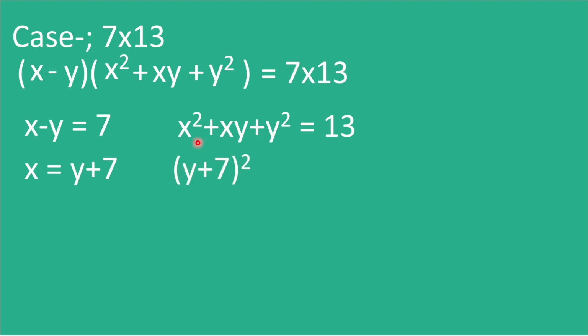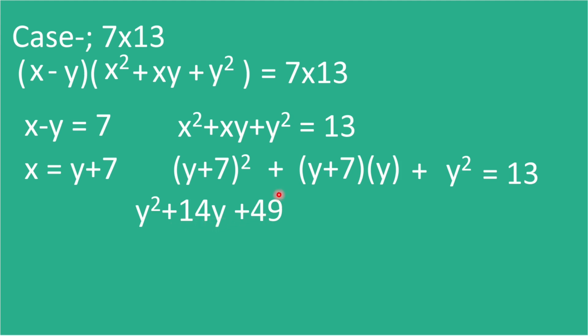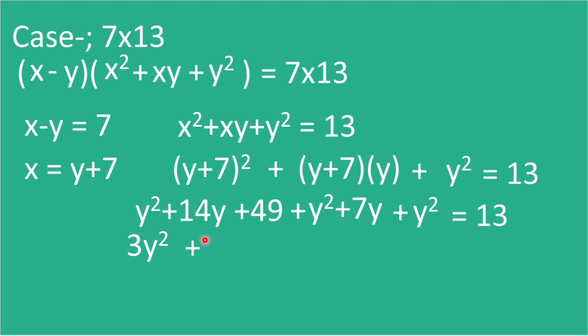And now we will put x equal to y plus 7 in this equation. So this will become (y plus 7) squared plus (y plus 7) into y, and then y squared, which is equal to 13. And now we will expand this by the (a plus b) whole square formula. So this will become y square plus 14y plus 49, then plus, when we multiply this y with these two values, this will become y square plus 7y, and then plus y square, which is equal to 13. And now y square plus y square plus y square equals 3y square, and this 14y plus 7y equals 21y, and this 49, and here this 13 will be shifted over here.